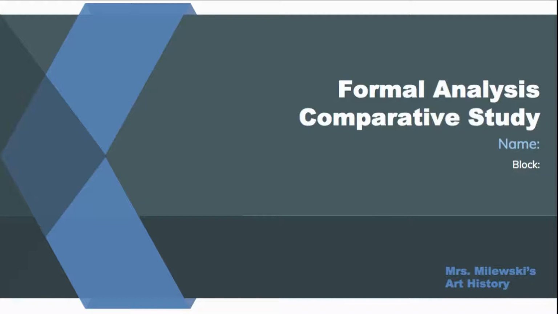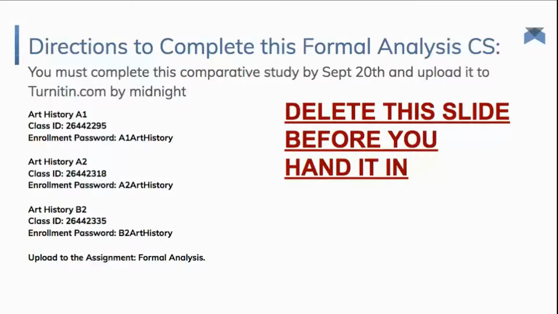On the front slide, you are going to add your name and block next to where it says name and block. This slide is just here for informational purposes. You are going to have to complete this comparative study by October 5th or 6th, depending on when your class is taking place. Please ignore that September 20th date on this slide. The class enrollment codes, though, are correct. Those will also be posted in your individual Google Classrooms.